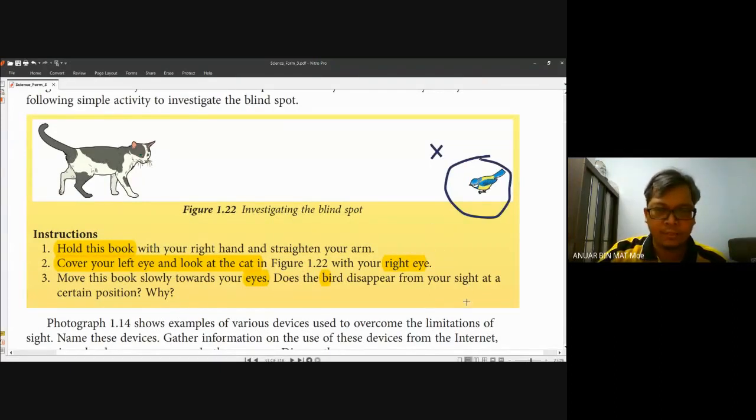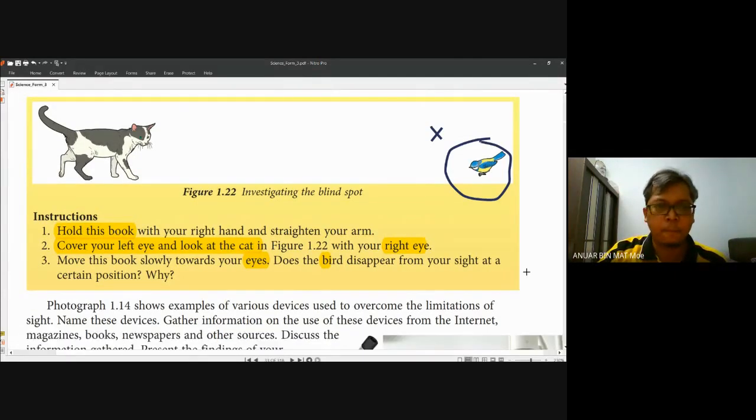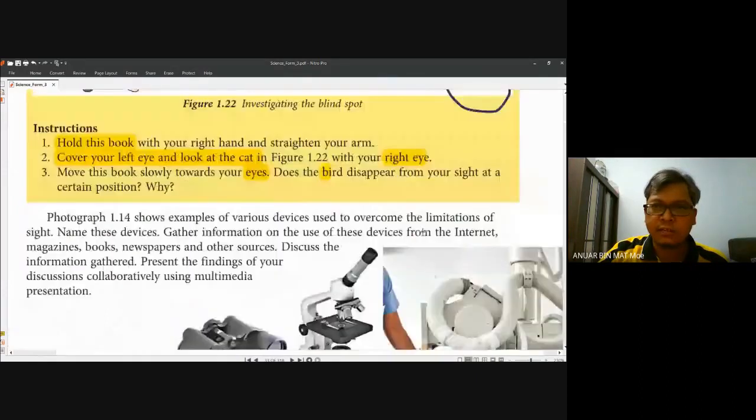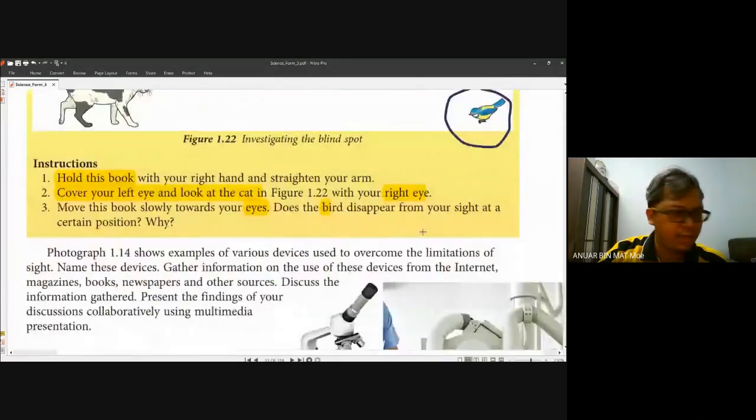This is because there is a blind spot in our eye. Because the image of the bird touches the blind spot, you cannot see the birds. Right? Okay. After this, you can do this after the class.